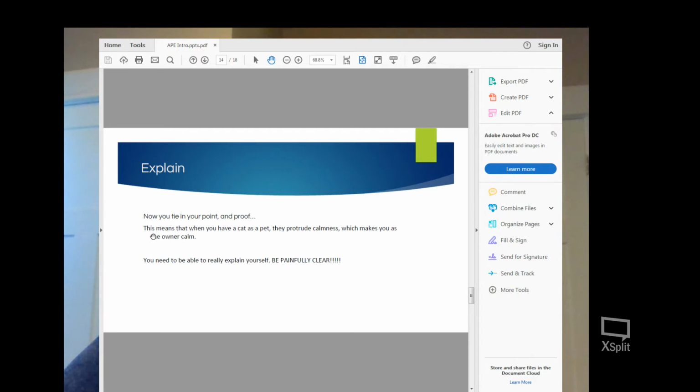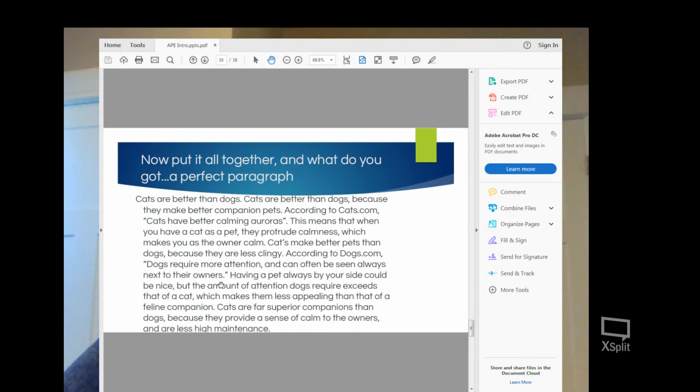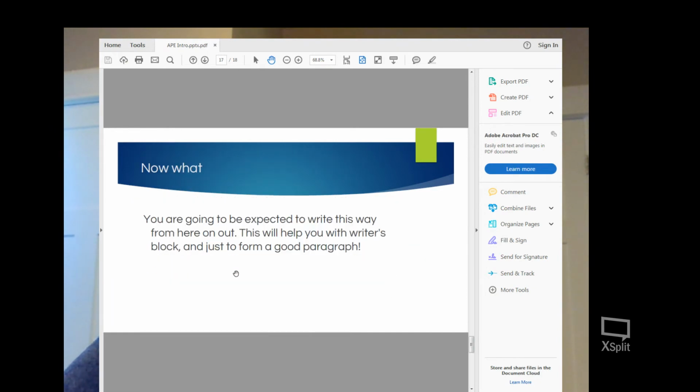Next is your example. This means that when you have a cat as a pet, they protrude calmness, which makes you as an owner calm. You just remember when you're explaining, you need to make everything painfully clear. Now, if you were going to do T-A-P-E-C, you would add another assertion, proof, and explain. And it would equal a nice little paragraph.